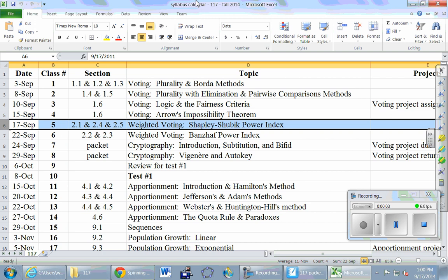So we'll begin with our very brief look at the calendar. We just finished our 4 classes on voting. So we're done with all the voting stuff. Maybe that's good news, maybe that's bad news, I don't know.